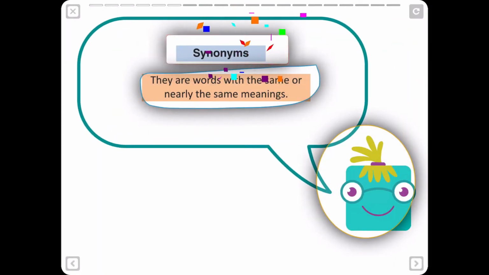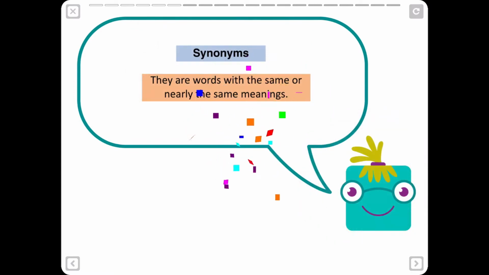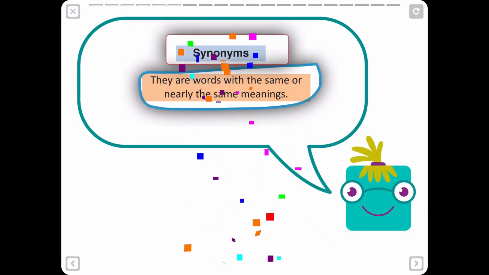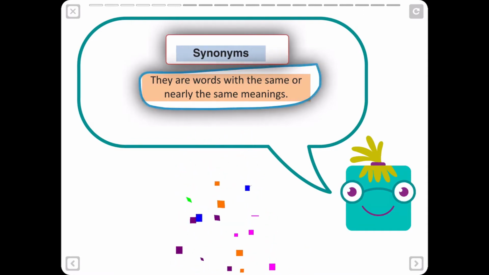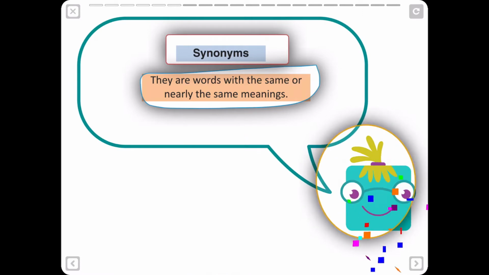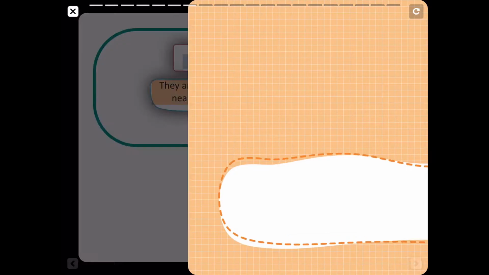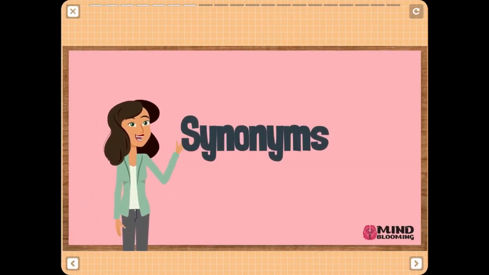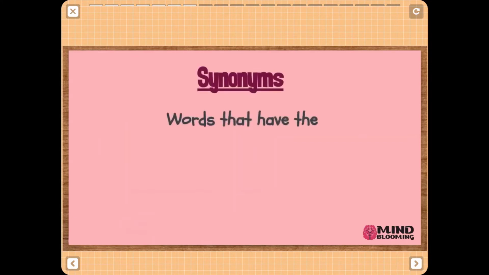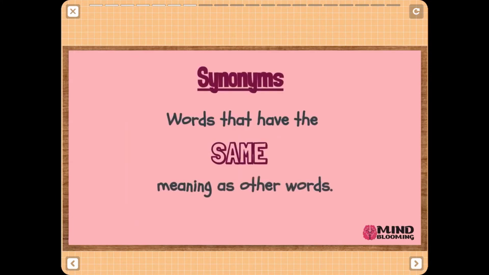Also, we're going to learn more about synonyms. Synonyms are the words with the same meaning. Let's watch this video to know more information about synonyms. Synonyms. Synonyms are words that have the same meaning as other words.